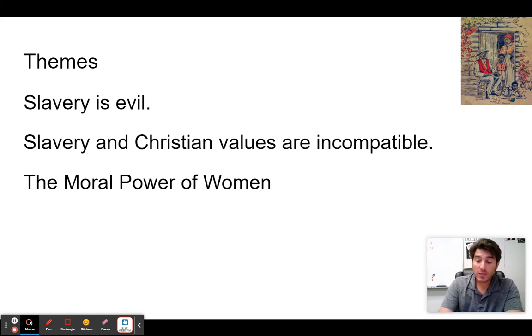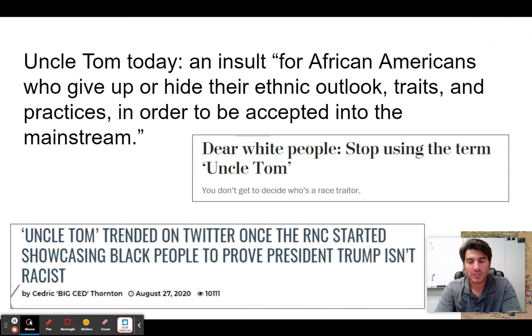So here's where we move into where our modern take gets a little bit dicey on this, in that Uncle Tom has become an insult. So these are some headlines from some newspapers. Uncle Tom today, an insult for African Americans who give up or hide their ethnic outlook, traits, and practices in order to be accepted into the mainstream.